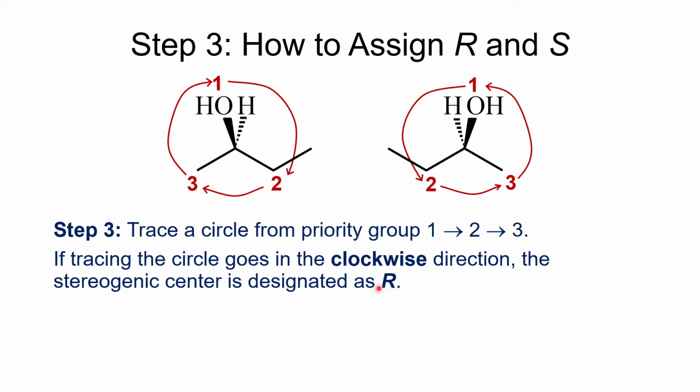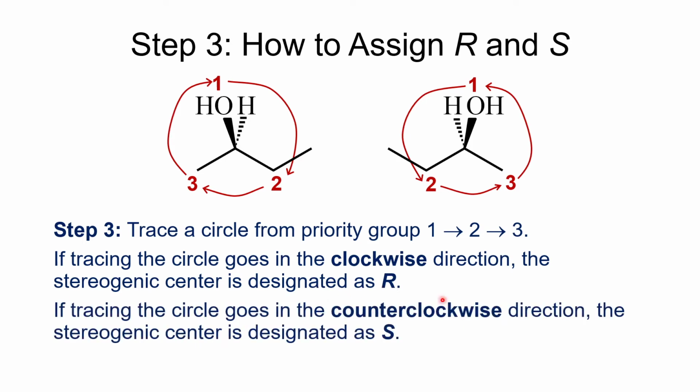If tracing the circle goes in the counterclockwise direction, as it does here, so here it's going in the reverse direction of a clock, then the stereogenic center is designated as S.